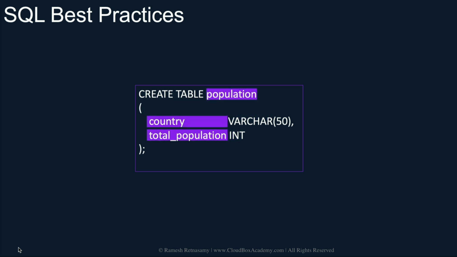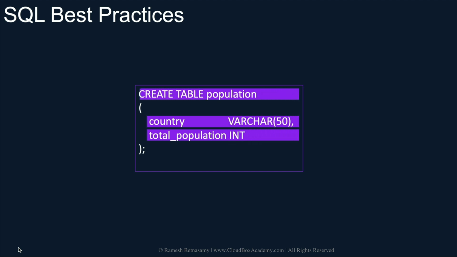Secondly, every SQL statement will have some identifiers. An identifier in SQL is simply a name of the database object. In this example, population is the name of the database object called table. Similarly, country and total population are names of the database object called column. Depending on the database configuration, the identifiers can be case sensitive in some databases, but it is recommended to use lowercase for identifier names with an underscore to separate words for readability like we have done here.